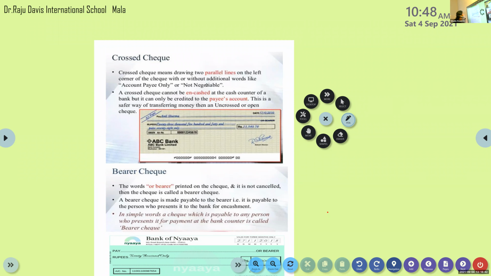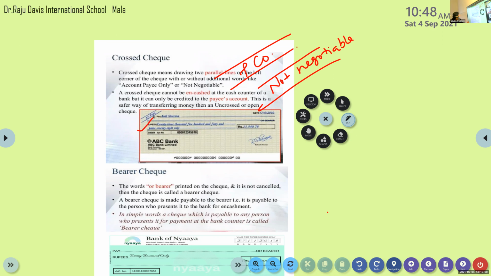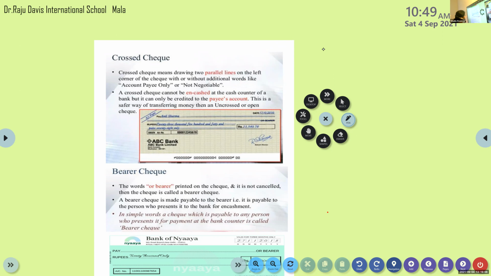And sometimes in these two parallel lines, you might find some words like "and company", "not negotiable". Here you can find "account payee". Likewise, you might find these words. We'll explain it in detail very soon. Now just understand that simply crossing means the amount is given only to the account. That is the point. It is not encashed at the counter. Clear?